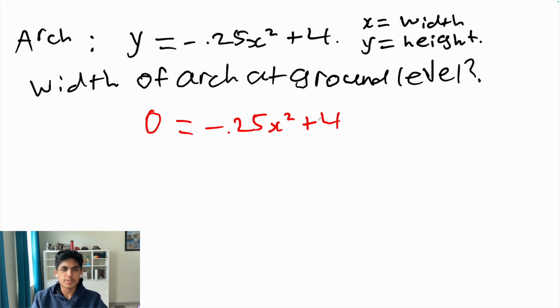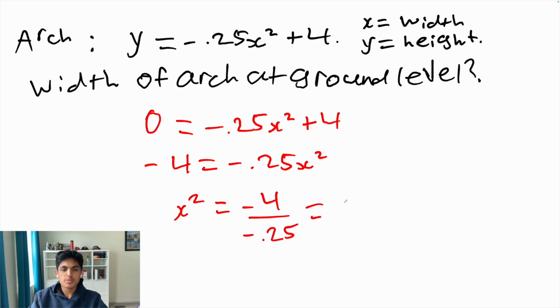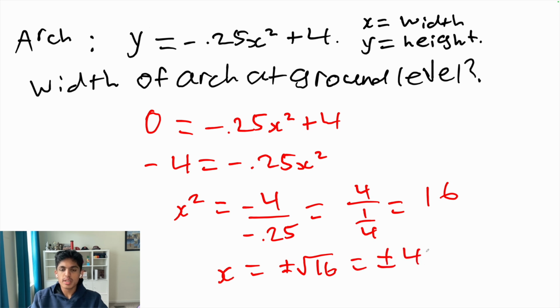And it looks like it's pretty simple to do from here. Just do this: 4 is equal to 0.25 x squared. Then x squared is equal to 4 over 0.25, which is equal to 4 over 1/4, which is equal to 16. And so x is equal to plus or minus the square root of 16, which equals plus or minus 4. And obviously we're going to go with positive 4 because a width or any measurement of any type can't be negative. And also we would put units, whatever units the problem would give us.